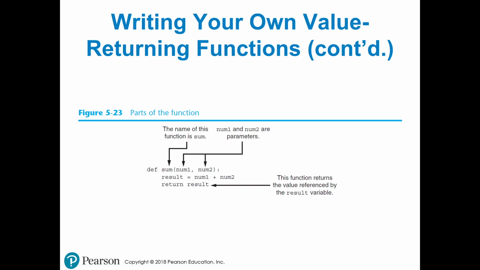All right, so here's an example of one. We have def sum of num1, num2. So num1 and num2 are parameters. The result is that we add num1 and num2, and then we just return result. So when we return result, that's the value that's going to come back. If I call this function, I say a equals sum(1, 3), then the result would be stored in a when the function finished running, and that would be 4. That's how the returns work, and that's how value returning functions work.